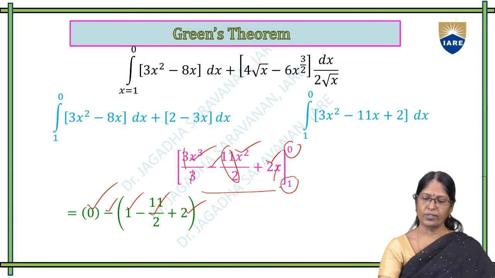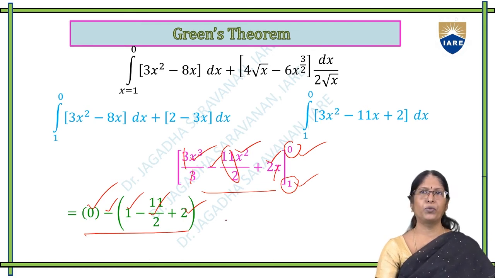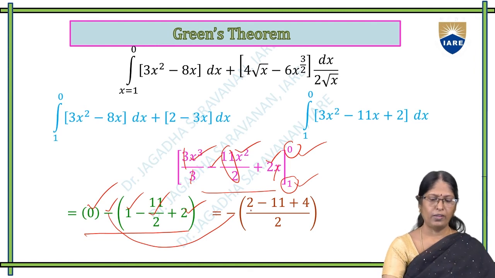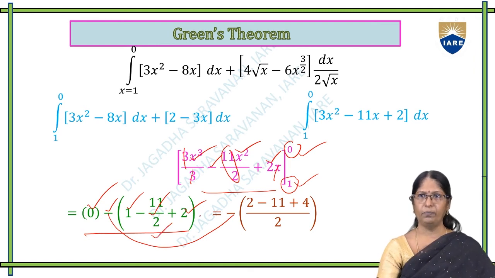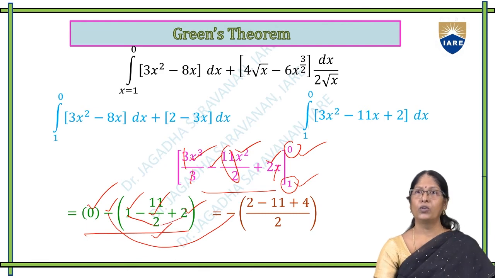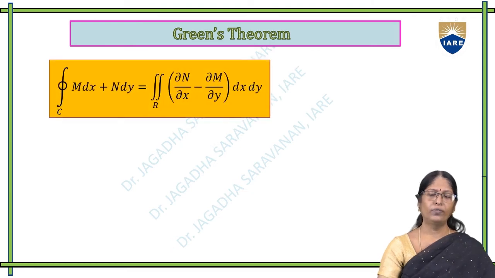Integrated, we substituted upper limit minus lower limit, so the complete work regarding limit substitution is over. The final one is this minus here, and here we take the LCM. Then 2 minus 11 by 4, that is, 2 minus 11 plus 4 by 2, equal to 5 by 2.